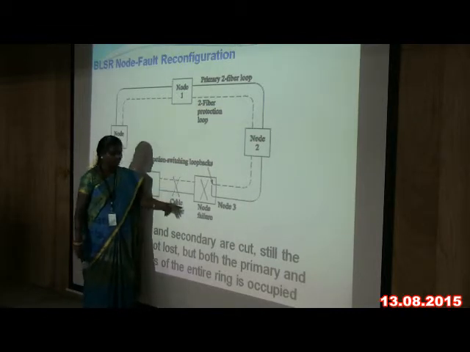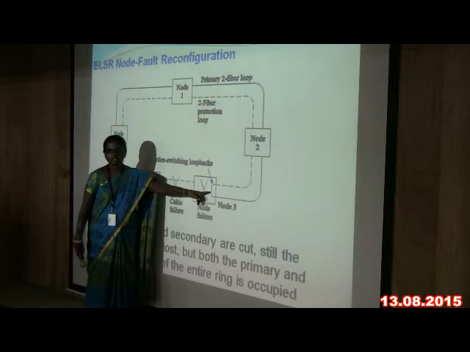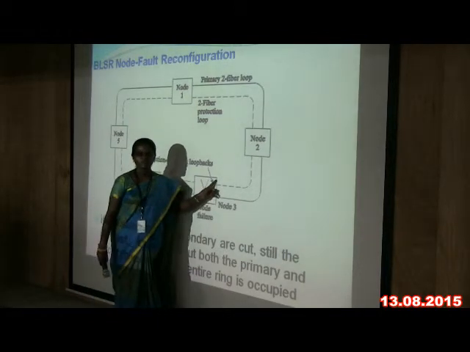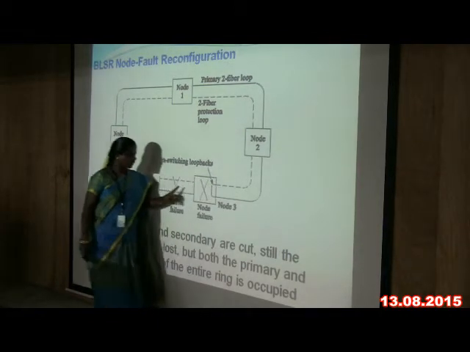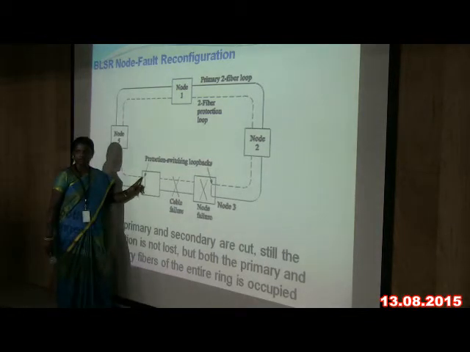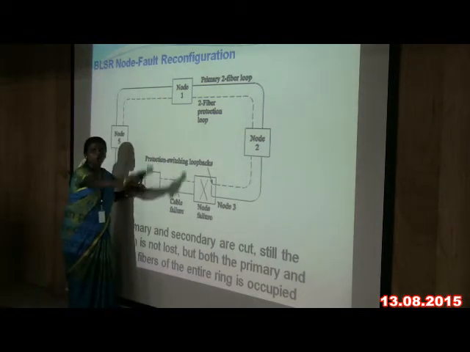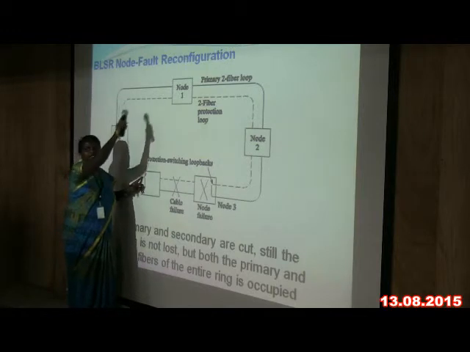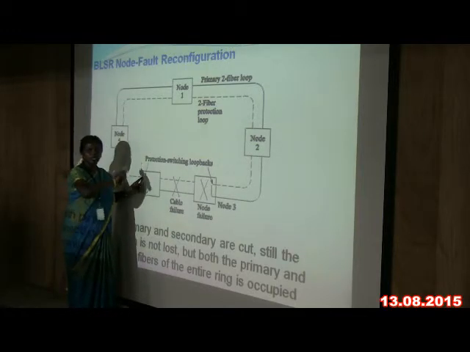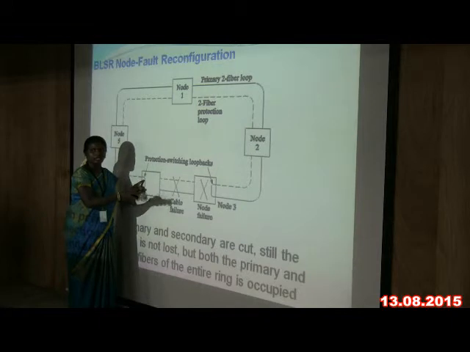If suppose this terminates, here one more loop is formed in this node 3 and also the loop is formed in this ring. So it will act as a closed loop. From this closed loop, we are transmitting the data.